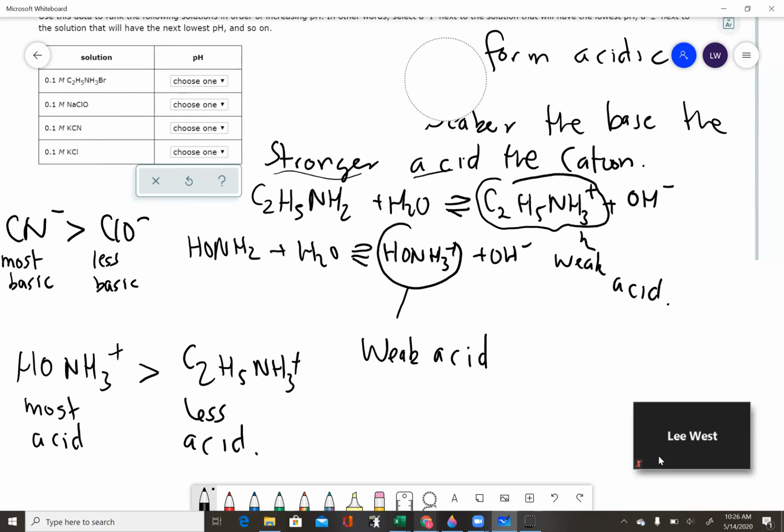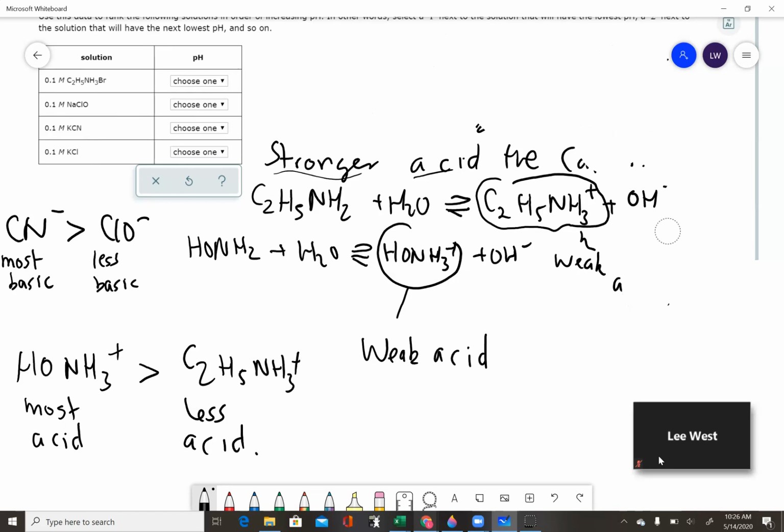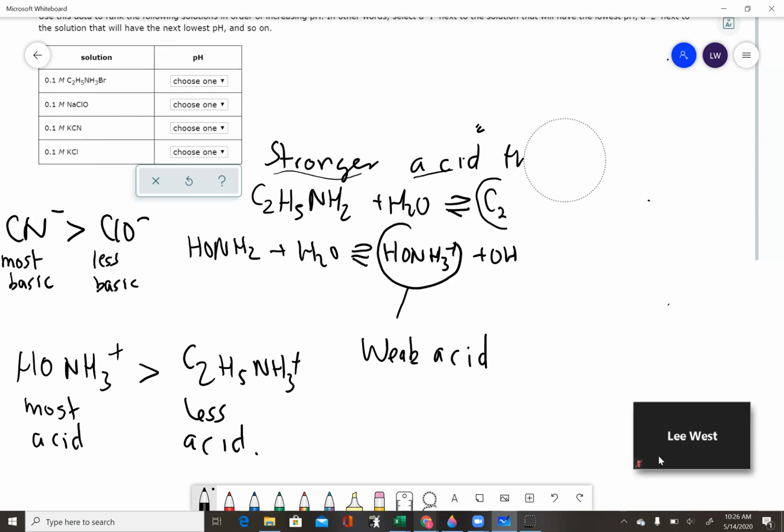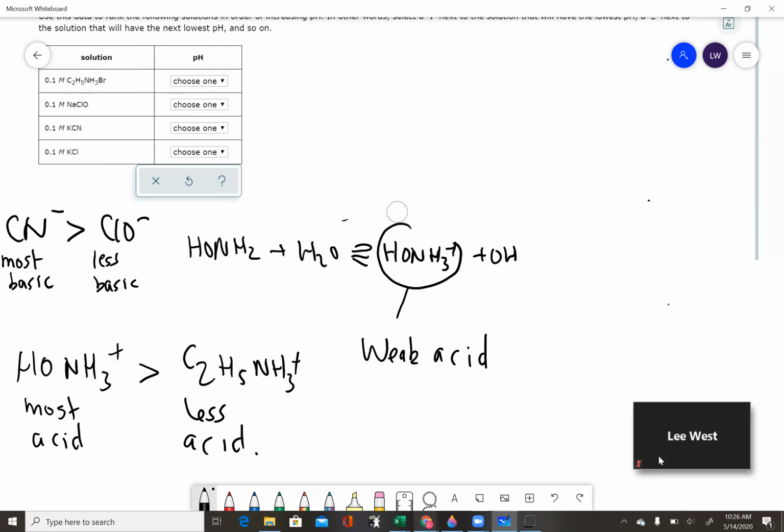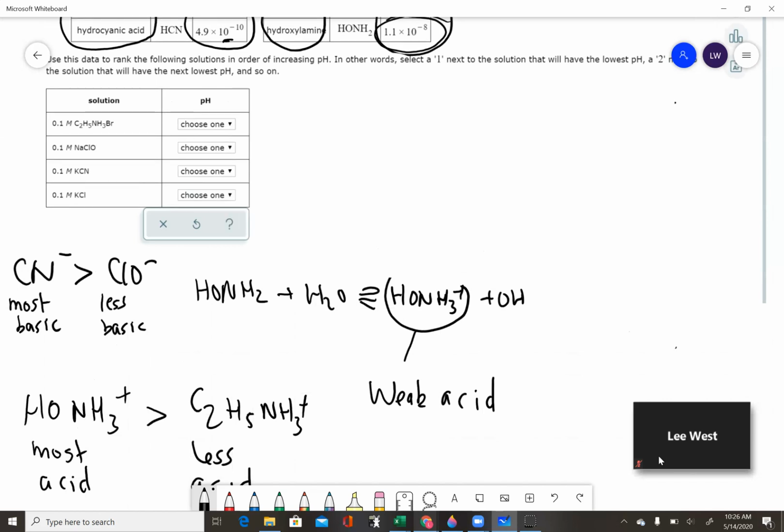We're almost there. There's only one real thing that we need to worry about now, and we can start assigning things. You'll see as we look at the table that there's one thing that we haven't addressed: what if it has something other than these anions and cations? It says, use this data to rank the following solutions in order of increasing pH. So as pH increases, it becomes more basic. So we want to have the most basic last, and the most acidic first.